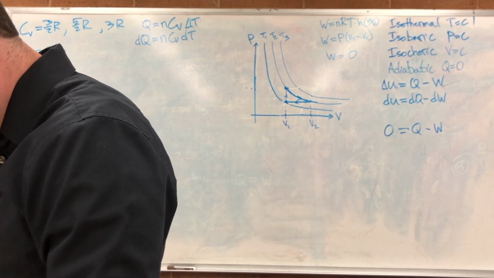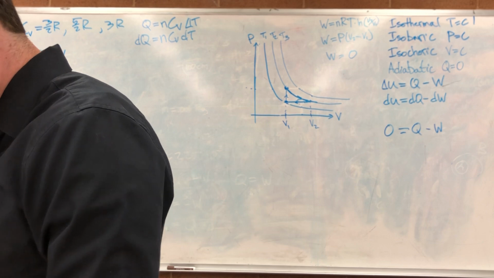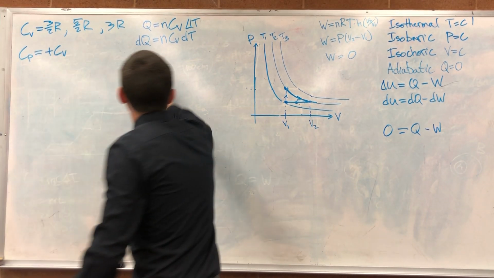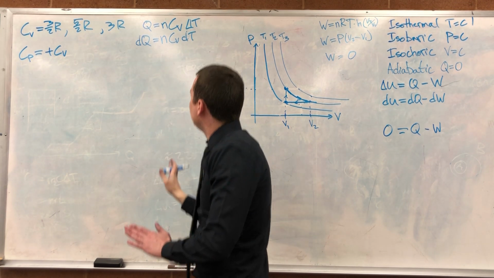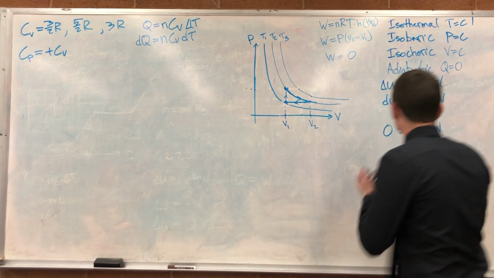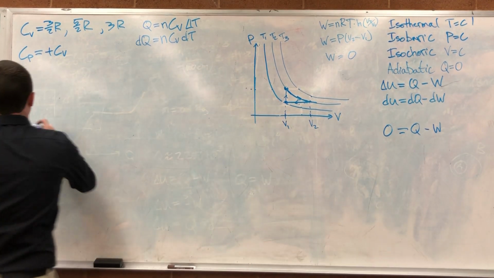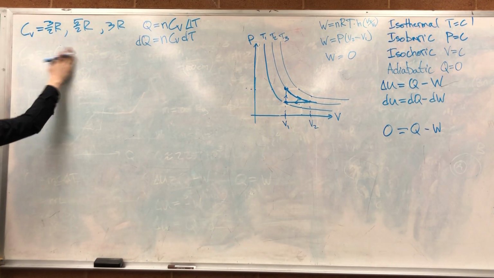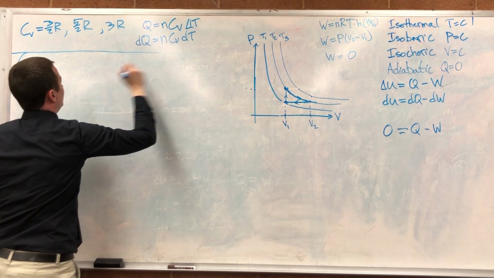How's the best way to say this? When we're heating up a gas at constant volume, none of the heat can go into doing any work. So all of the heat has to go into internal energy. So when we're talking about constant volume, let me draw a picture over here. Over here we're in CV world, constant volume.